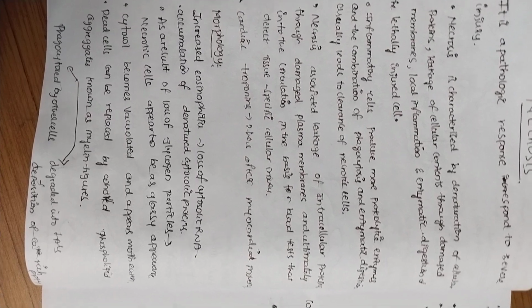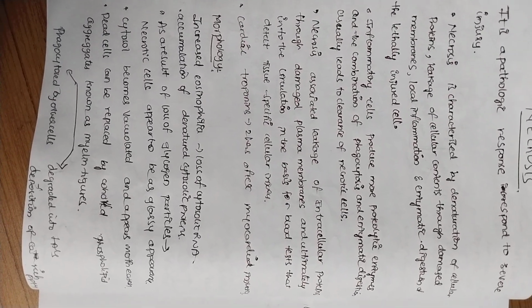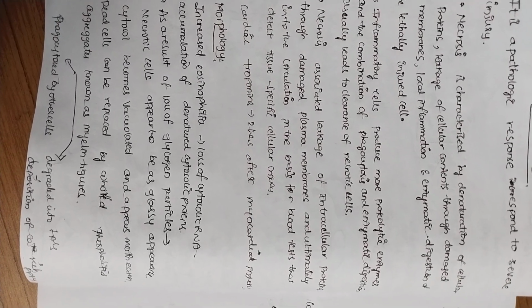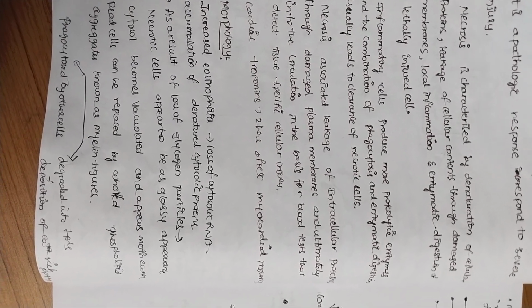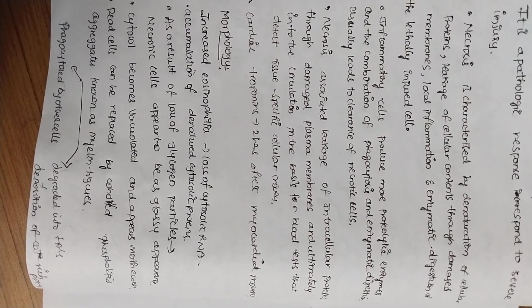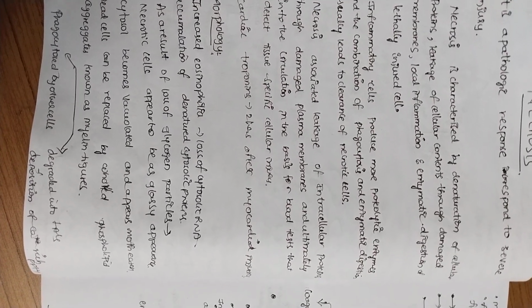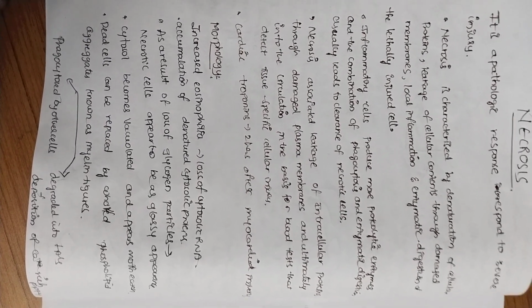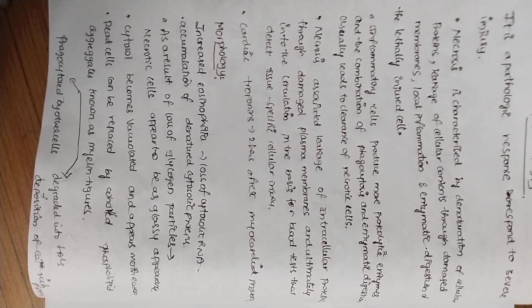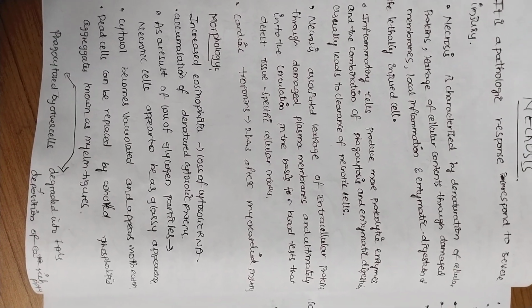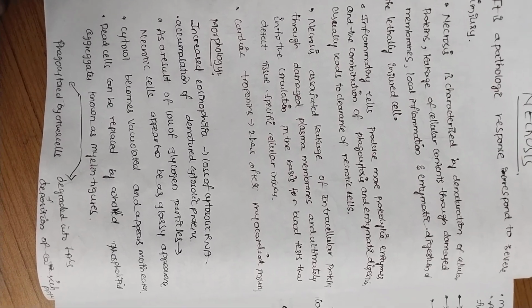As a result of loss of glycogen particles, a glassy appearance will be observed, as there is no fat. And the cytosol becomes vacuolated, appearing as if a moth had eaten the cell. Dead cells can be replaced by oral phospholipid aggregates known as myelin figures.